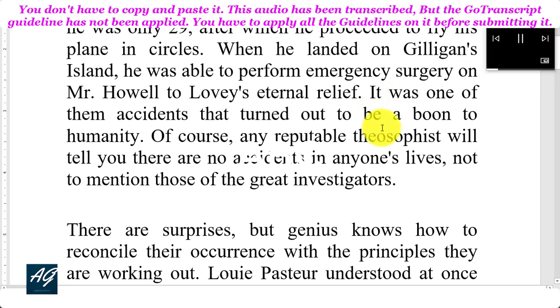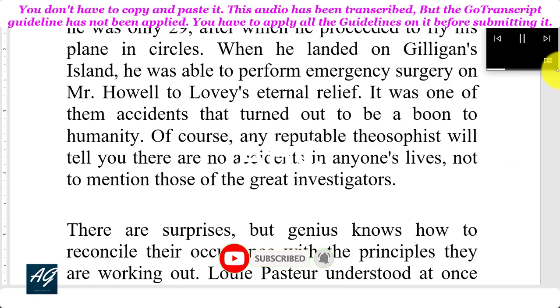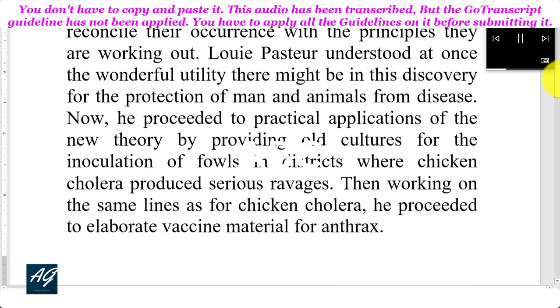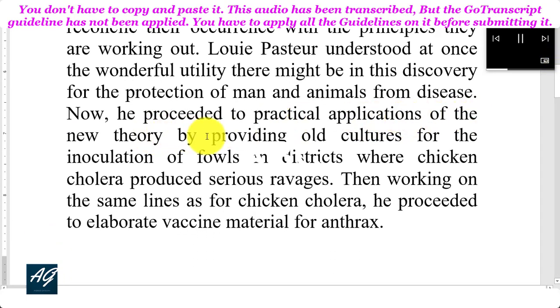Course, any reputable theosophist will tell you there are no accidents in anyone's lives, not to mention those of the great investigators. There are surprises, but genius knows how to reconcile their occurrence with the principles they are working out. Louis Pasteur understood at once the wonderful utility there might be in this discovery for the protection of men and animals from disease. Now, he proceeded to practical applications of the new theory by providing old cultures for the inoculation of fowls in districts where chicken cholera produced serious ravages. Then, working on the same lines as for chicken cholera, he proceeded to elaborate vaccine material for anthrax.